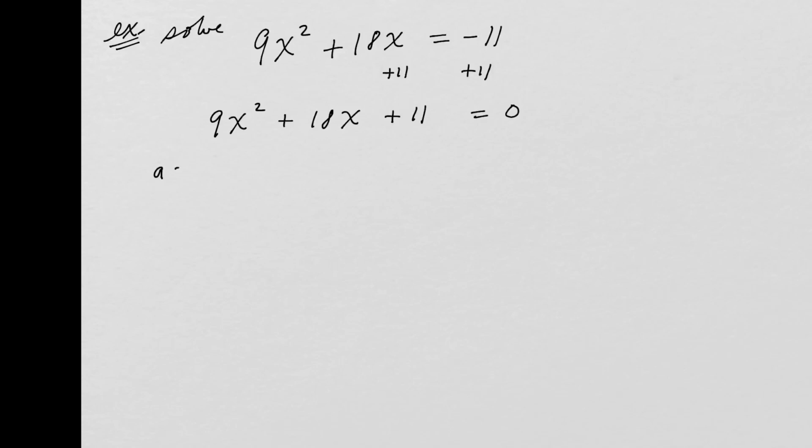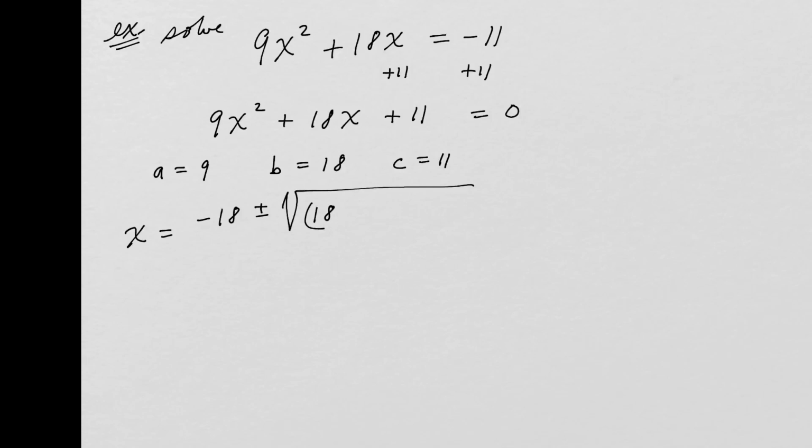Okay, and now I can see that a is going to be 9, b is going to be 18, and c is going to be 11. Okay, so I'll plug into my quadratic formula. I have x is equal to minus b plus or minus the square root of b squared, so 18 squared, minus 4ac, all over 2a.